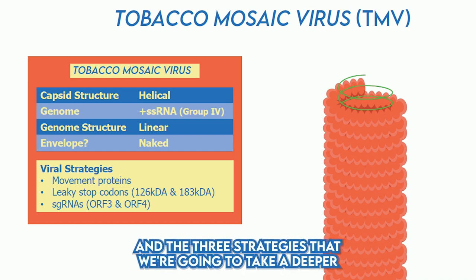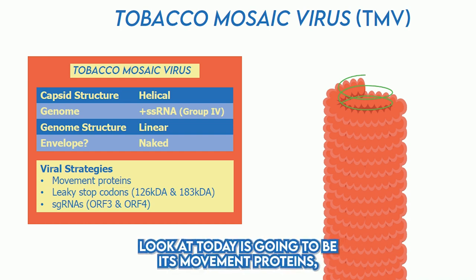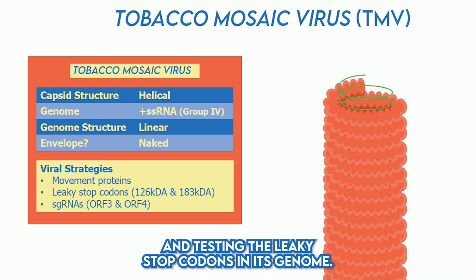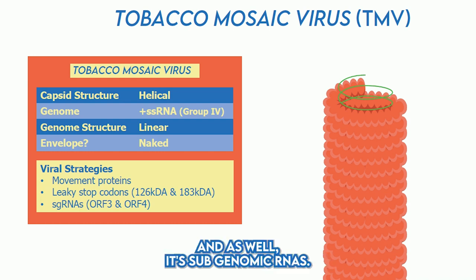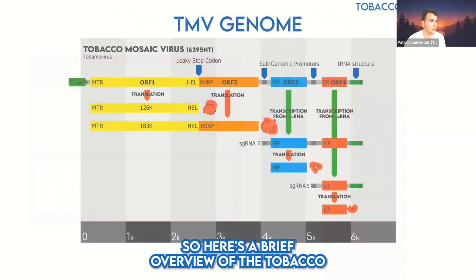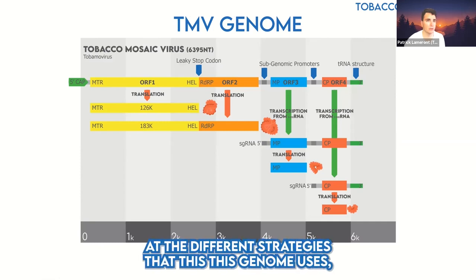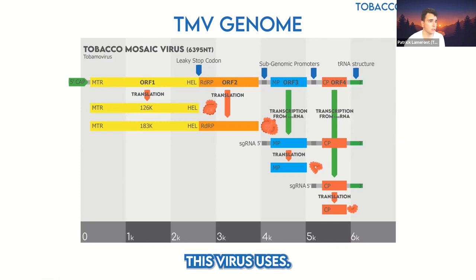And the three strategies that we're going to take a deeper look at today are its movement proteins, which is very important for the midterm and testing, the leaky stop codons in its genome, and as well its subgenomic RNAs. So here's a brief overview of the tobacco mosaic virus genome. So we're going to take a closer look at the different strategies that this virus uses.